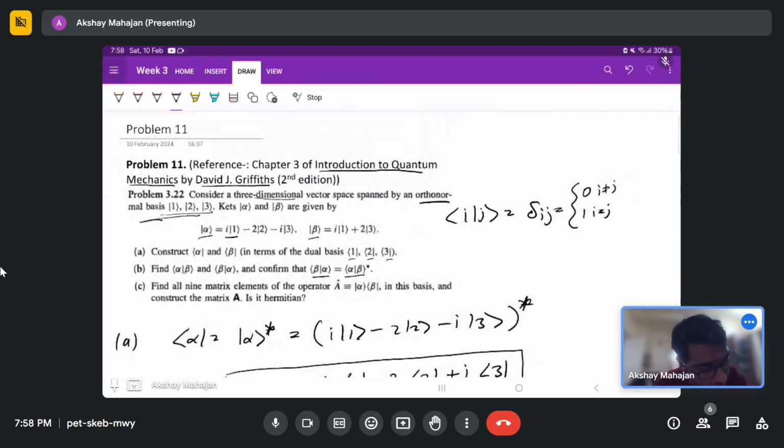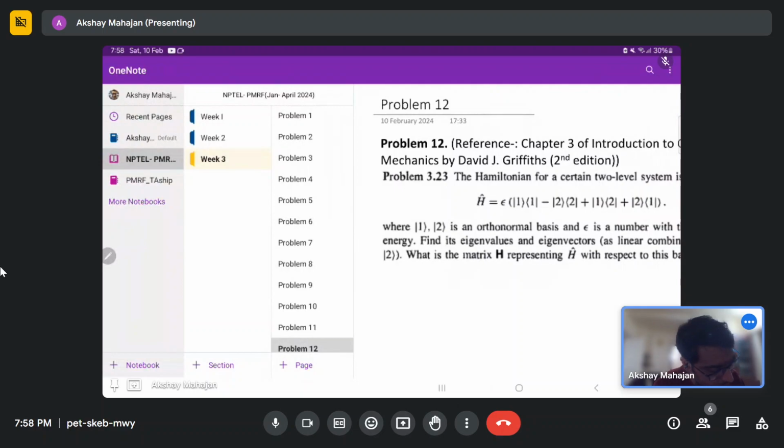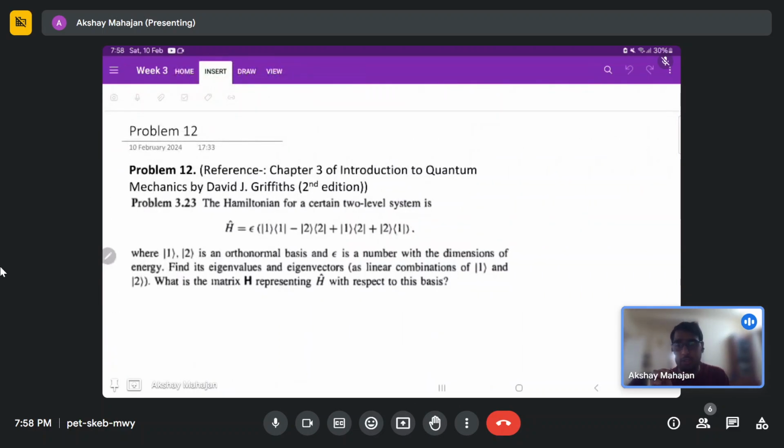Okay, let's go to problem number 12. In problem number 12, again this problem is also taken from David J. Griffiths' Introduction to Quantum Mechanics. What we have here is the Hamiltonian for a certain two-level system. It is given as Hamiltonian equals some epsilon times bra 1 ket 1 minus this form, where 1 and 2 are the orthonormal bases. So they are orthonormal to each other.